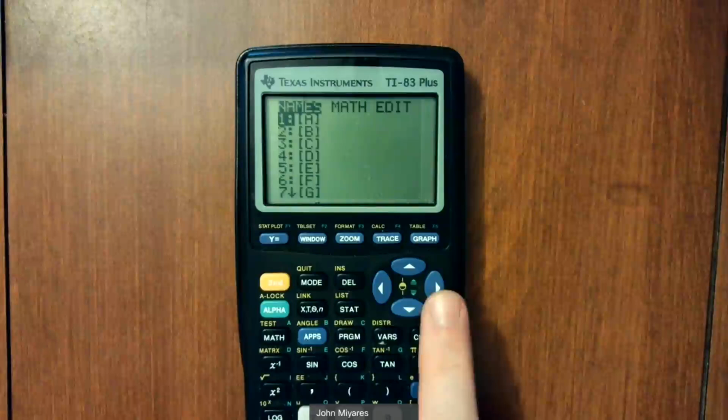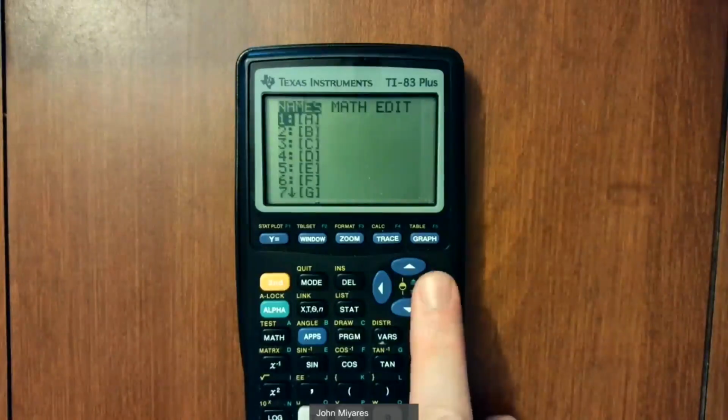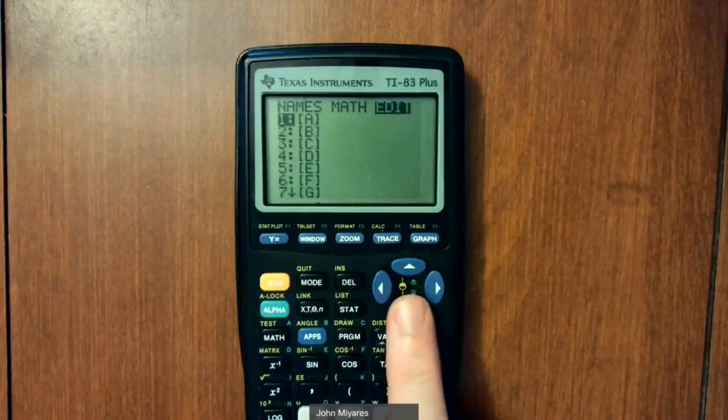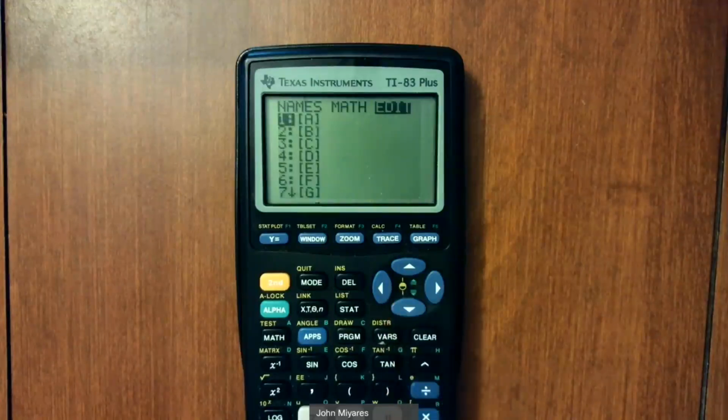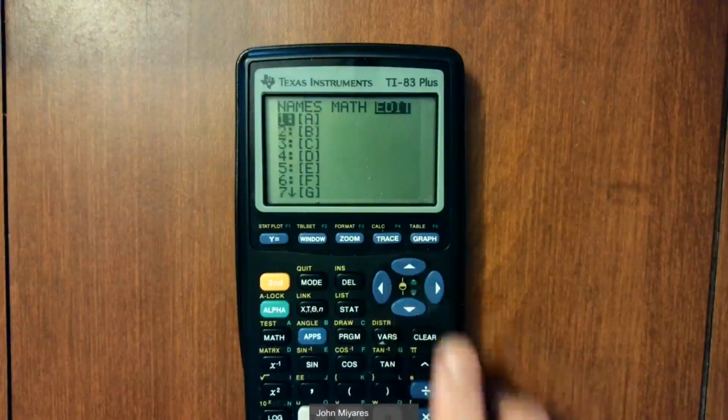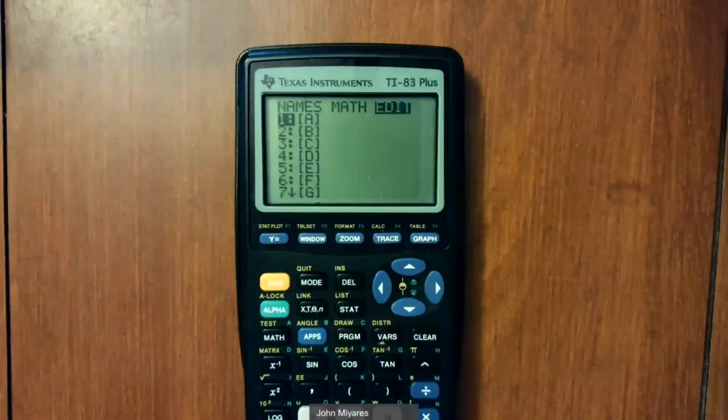Next, I'm going to click the right arrow to get to the edit options, and then I'm going to select one of the 10 matrices that are listed as being available, A through J. On the TI, the matrices are enclosed by brackets like A or B, like I can see here. For our purposes, I'm just going to use matrix A.